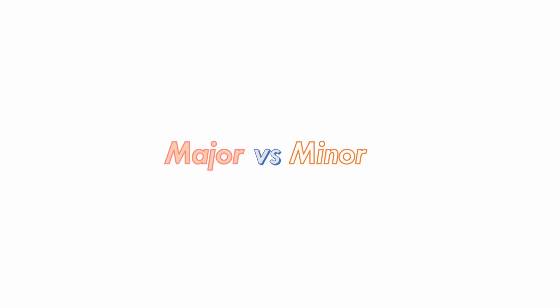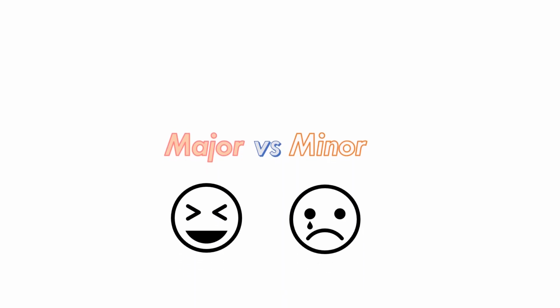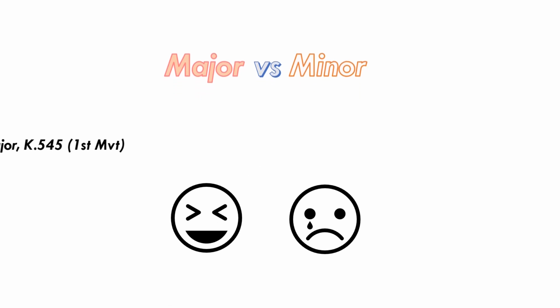Before we end, let's listen to the major and minor version of Mozart Piano Sonata in C, K 545.